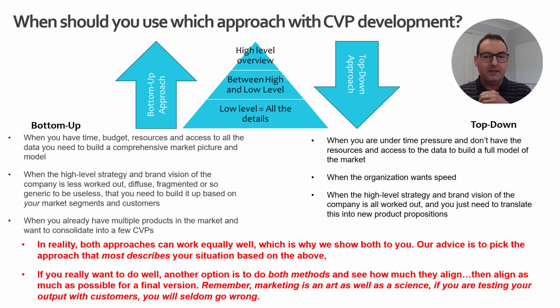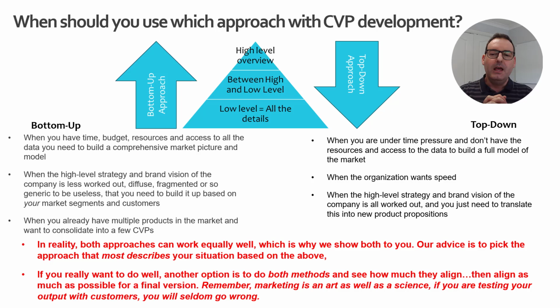The top down is more used when you are under time pressure and you don't have the resources, which could be people or money, and access to the data to build a full model of the market. You don't have the time, you don't have the people, you don't have the money. And the organization wants speed. We need to make a decision, we need to make plans. It's November, the new year is starting in January, we need to get execution happening from January. We don't still want to be talking about next year's plans in January and February. So the organization wants speed.